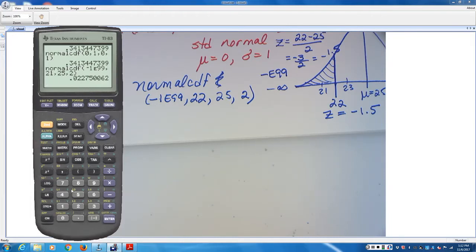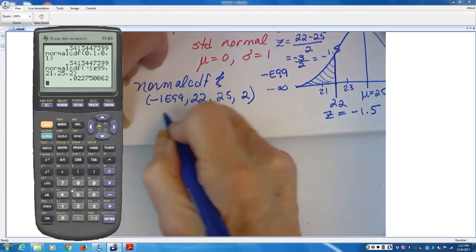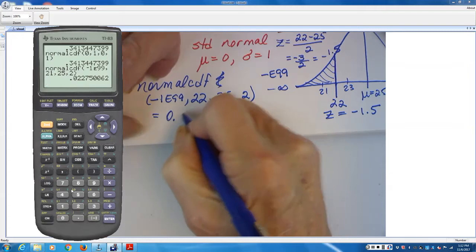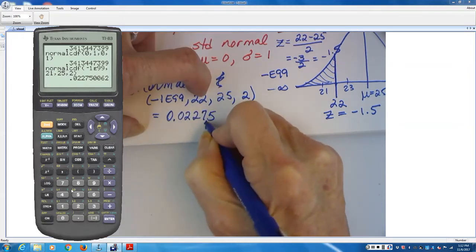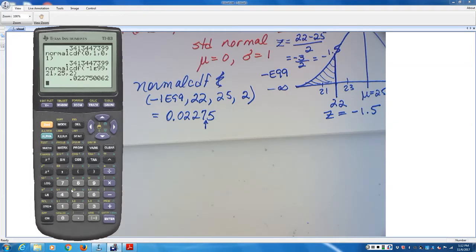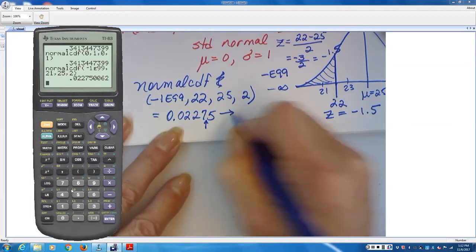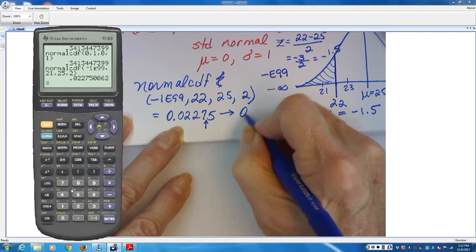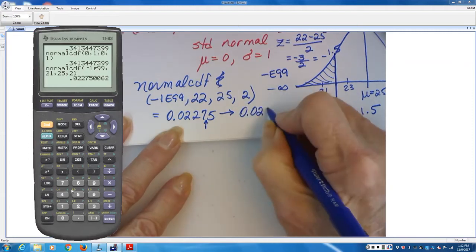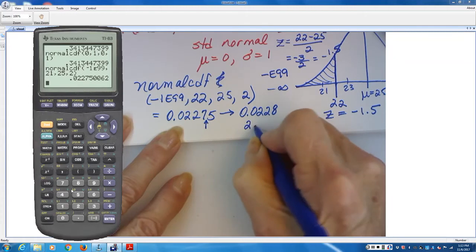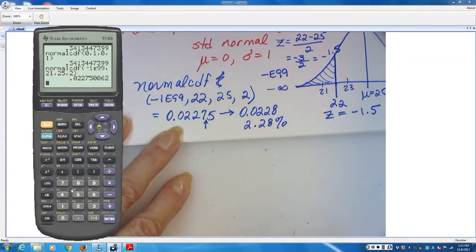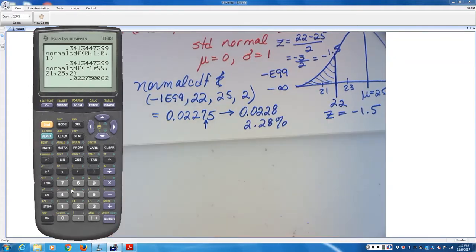And that probability is very small, 0.02275. So when we look at the next number after the 7, it's a 5. That means we'll round up and call that 0.0228, or 2.28%. So that's where we wound up last time. Okay?